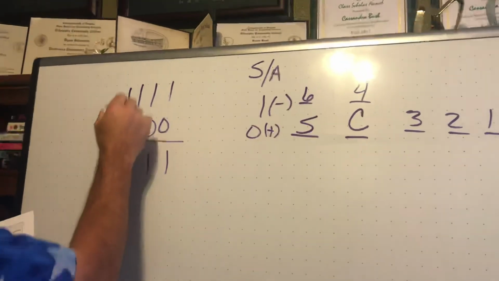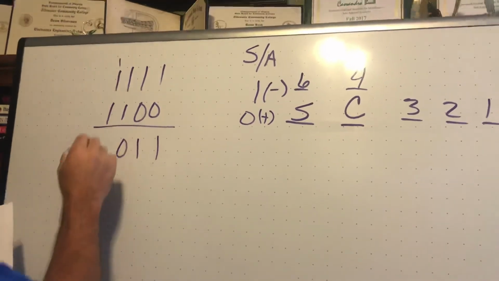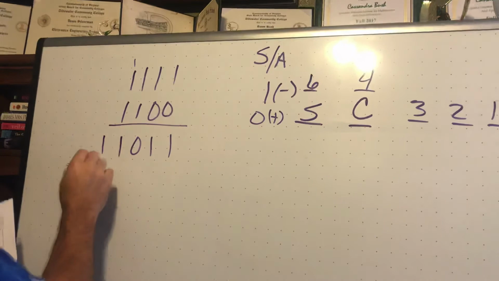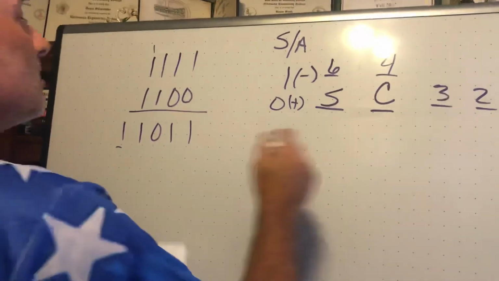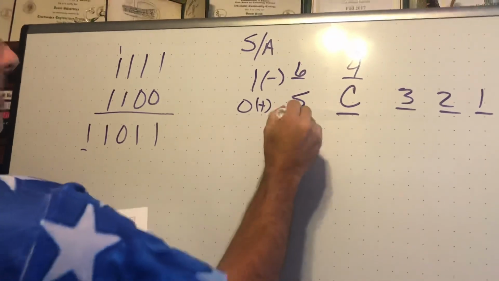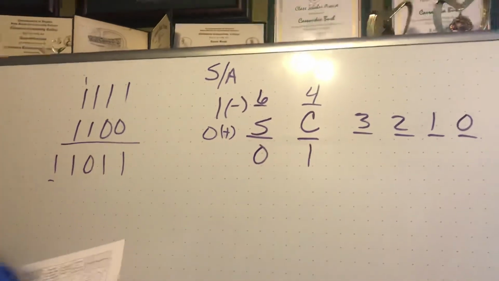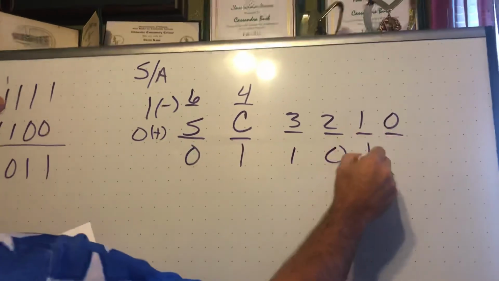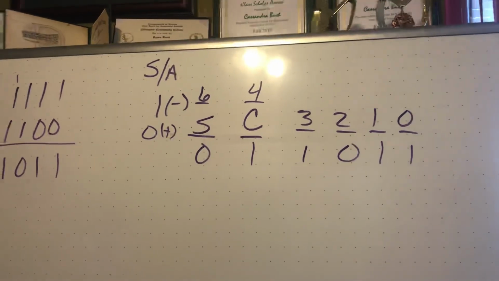1, 1, 1 and 1 is a 0, carry the 1. 1 and 1, 1, 1, 1, there's a 1 with a 1 carry. So my answer is positive. So my sign is going to be a 0. My carry is going to be a 1 because I had a carry. My answer is 1011. So that's my answer.